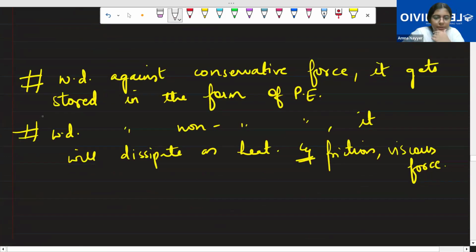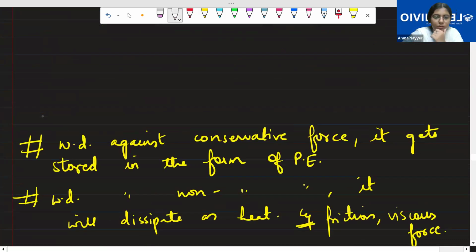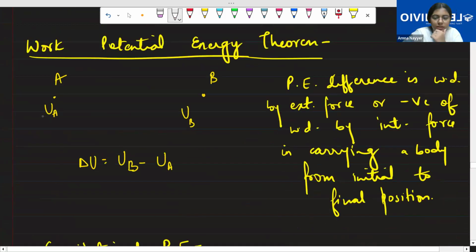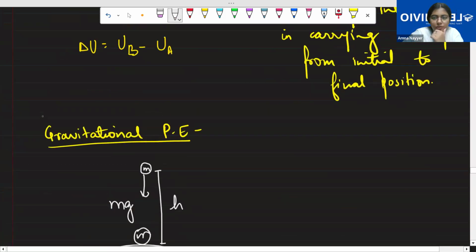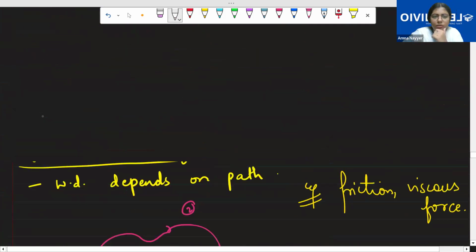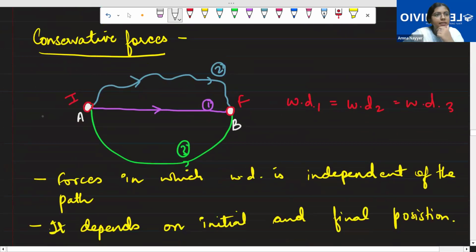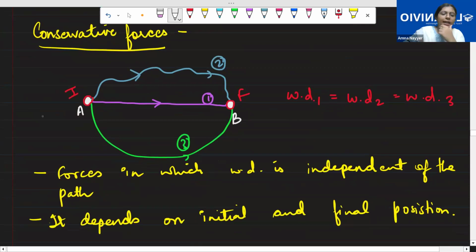Now, the work done part, this I'll tell you later. The work done thing that I was telling, the internal and external, later. You write it till here, then I'll discuss it with you. I'll discuss that work done part again. Write it first.